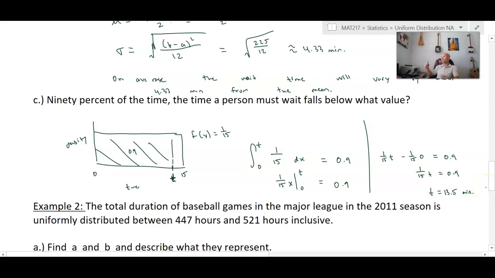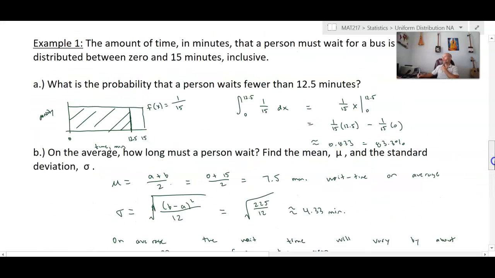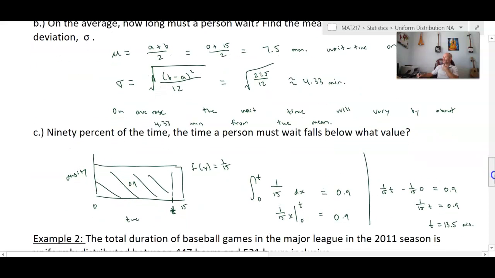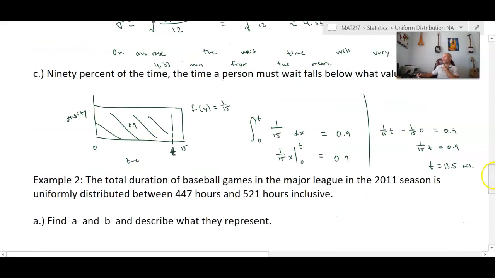So there's a 90% chance you're going to wait fewer than 13.5 minutes, which makes sense because 83.3% of the time you're going to wait less than 12.5 minutes. So to get to 90%, you have to kind of add a little bit of potential time onto that. All right, that's some of the basics of working with a uniform distribution.